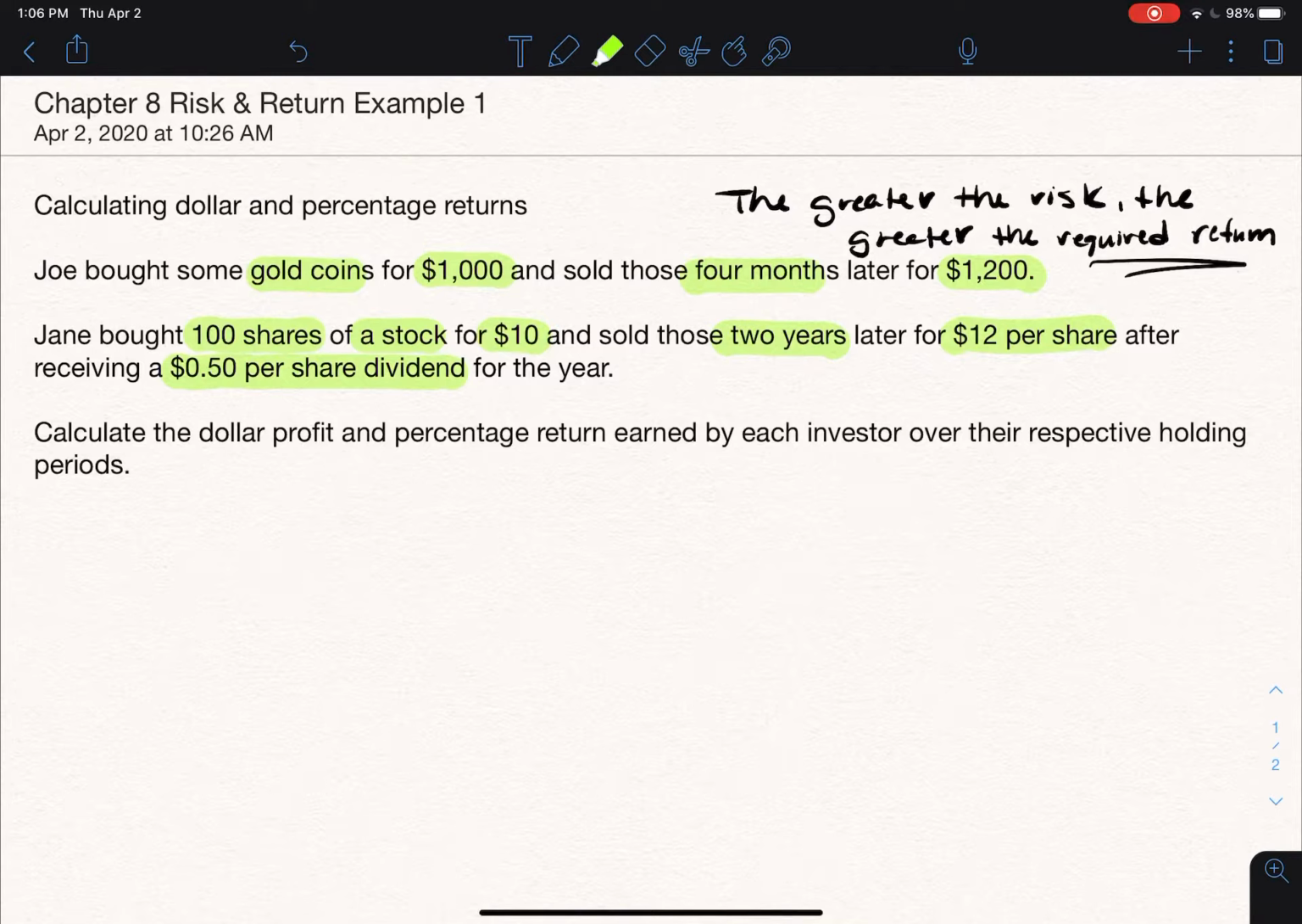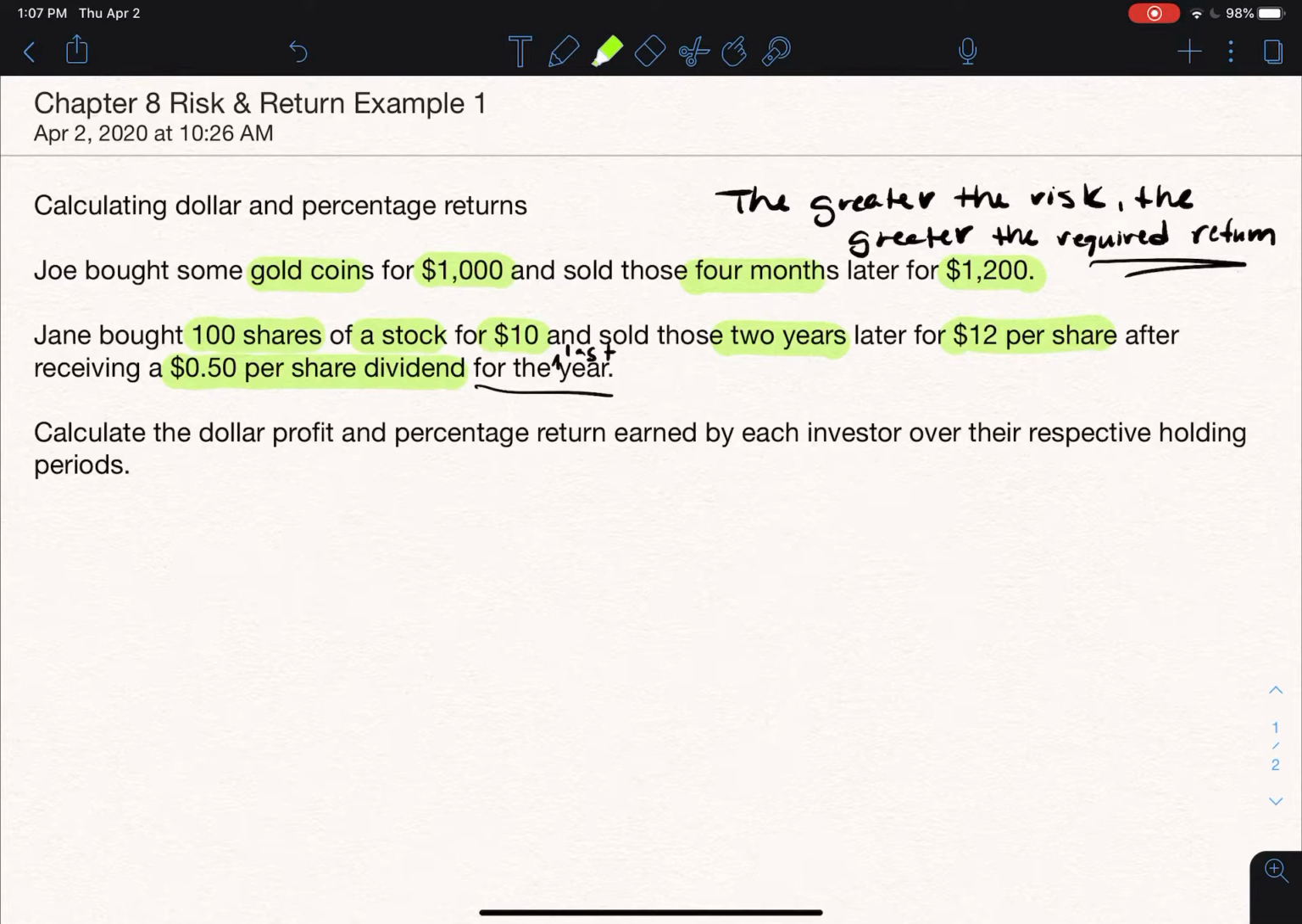Interesting. So I'm guessing they just mean a 50-cent per share dividend for the second year, not for both years. So that's what we're going to go with. Okay, so we'll just say for the last year, just so no one gets confused. Okay, so then what is the problem asking of us?